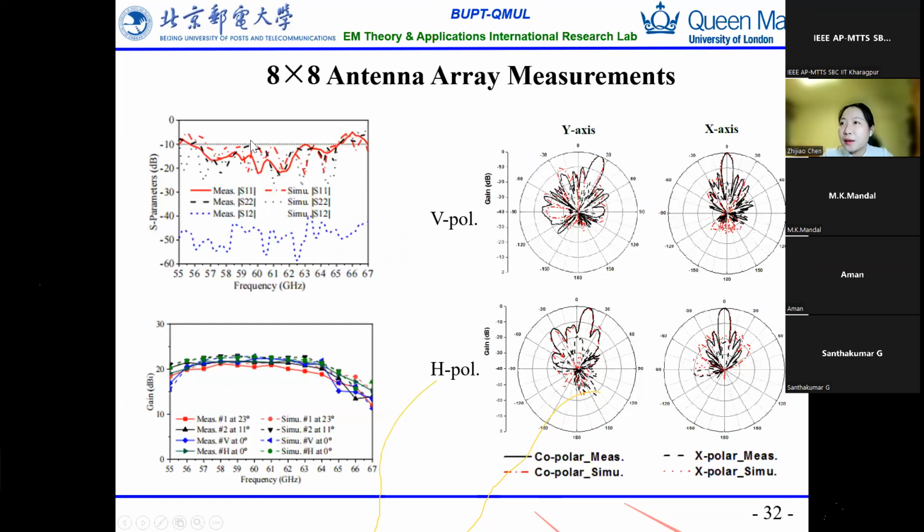Okay, here is the comparison between the simulated and the measured results, and we can see good agreement between them, and also the high isolation between the two polarizations is observed. And when the beam is pointing to different directions, they have a very stable antenna gain. And for the measurements, there is good agreement and a very small cross polarization.